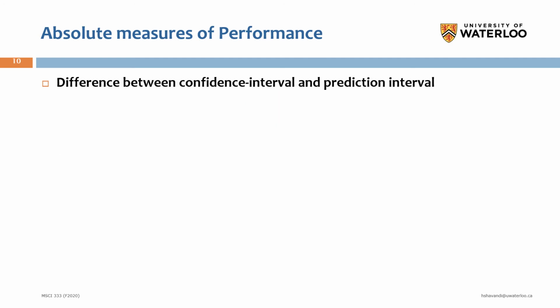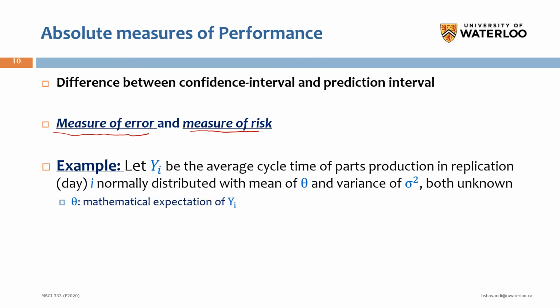So let's see what's the difference between the confidence interval and a prediction interval. Actually, they are two different things. One is dealing with a measure of error, and the other one is dealing with a measure of risk. So the confidence interval is a measure of error, but the prediction interval is a measure of risk. Let's have an example here, and I will explain the concept of these two in this example, okay?